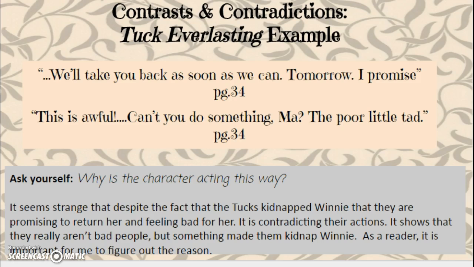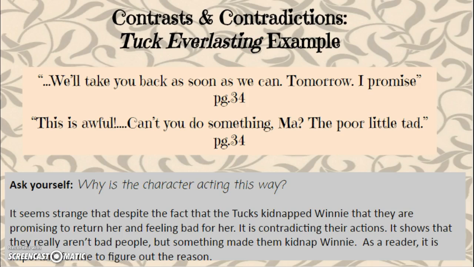So when you read Tuck Everlasting last year, one of the signposts that you might have found, or one of the contrasts and contradictions you might have found, took place on page 34.